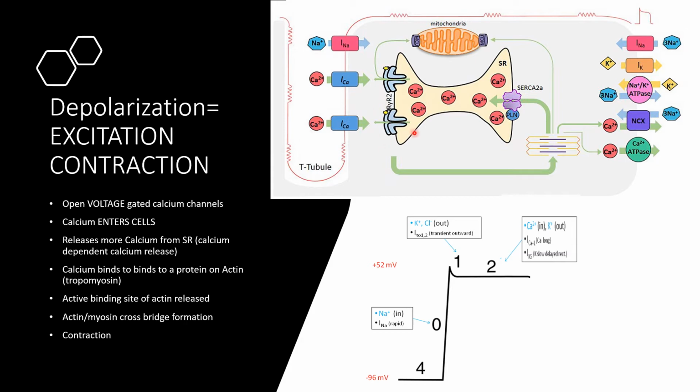As calcium enters the cell, it moves to the sarcoplasmic reticulum and binds to something called a ryanodine receptor. The ryanodine receptor releases intrasarcoplasmic reticular stores of calcium, which come out and bind to a molecule on top of actin, which is called tropomyosin, and this releases the active actin binding site. Actin then binds with myosin, you get cross-bridge formation, and you contract a single cardiac cell. This is called excitation-contraction coupling, and it's the whole purpose of cardiac depolarization.